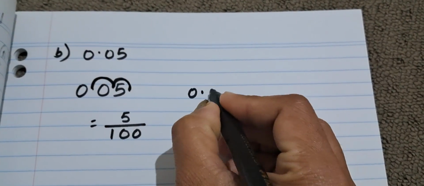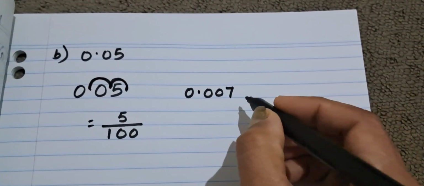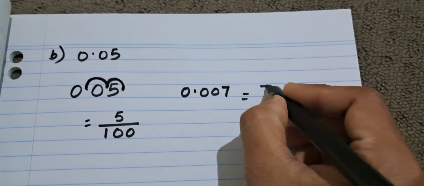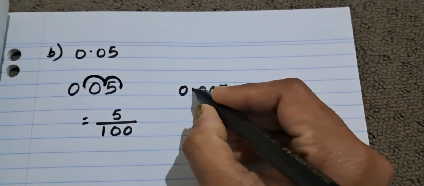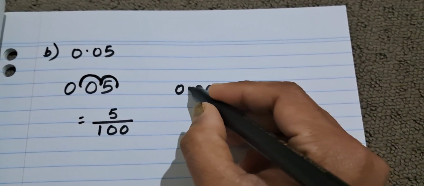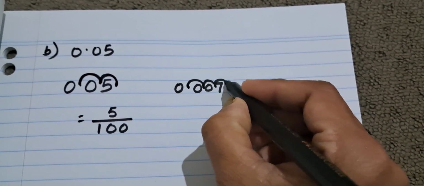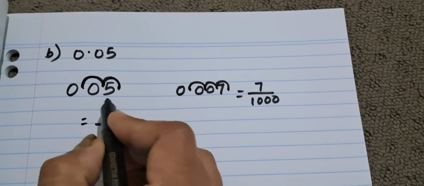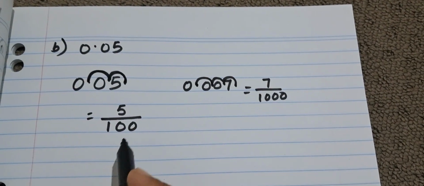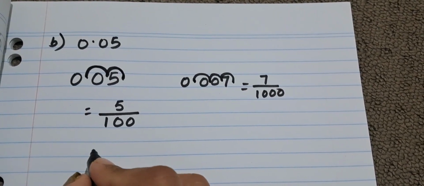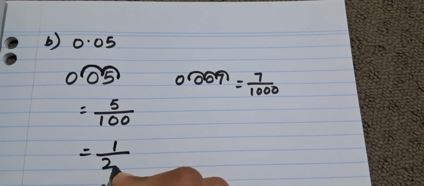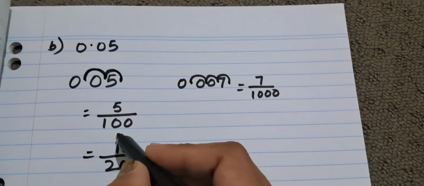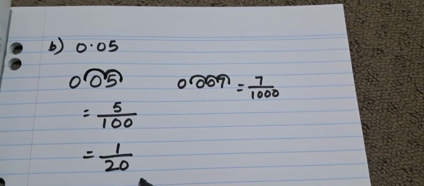If a number is 0.007, then how do we write it as a fraction? We have to write 3 zeros. That is because we have to shift the decimal point by 3 places. 1, 2, 3. So we add 3 zeros. Here we have shifted it 2 places, so we add 2 zeros. So 5 by 100 becomes 1 by 20. We are dividing both the numerator and denominator by 2. That is, we are simplifying this fraction and the answer we get is 1 upon 20.